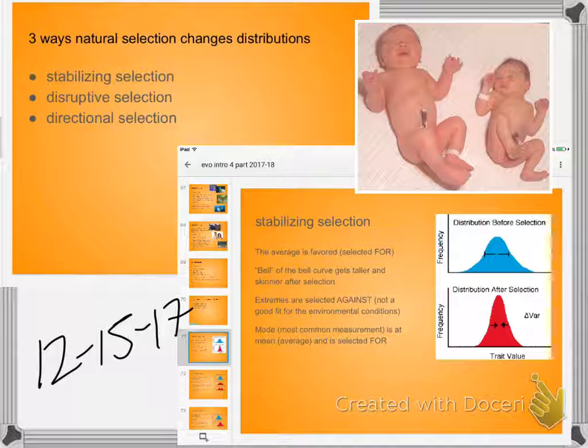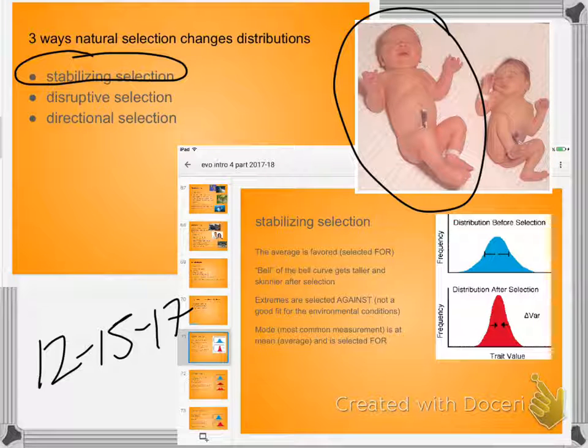We can keep going. There are 3 ways that natural selection can change a population. Stabilizing selection is when average is awesome. So this average baby has a better chance of surviving birth, has a better chance of surviving infancy. Average is strongly favored in human birth weight. So that's stabilizing selection. We get more and more average and fewer outliers.